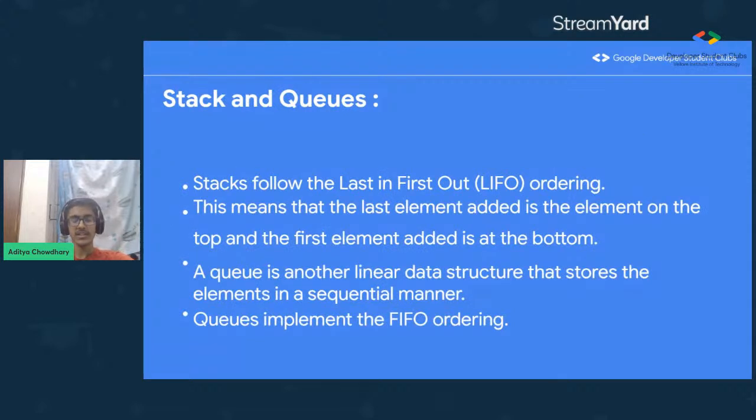So our next data structures that we're going to learn are stacks and queues. And again, these are linear data structures. They're dynamic. Their size changes. Stacks follow last in, first out ordering. This means that the last element added is the element on the top, and the first element added is at the bottom. And the last element is the first one to be removed. You can only remove it from that direction. And a queue is another linear data structure which stores data in a sequential manner and implements FIFO ordering, or first in, first out.